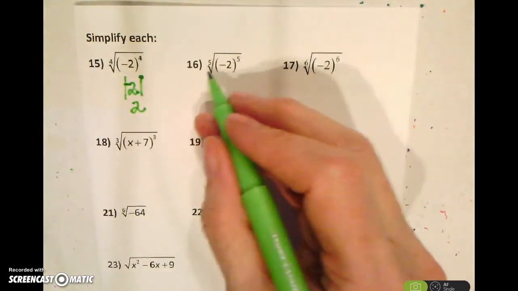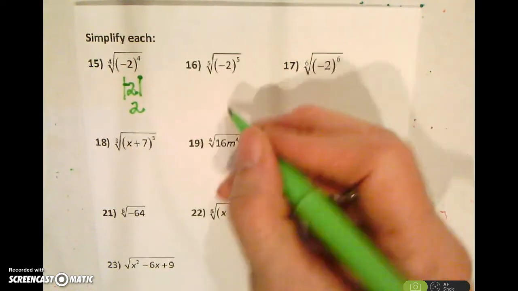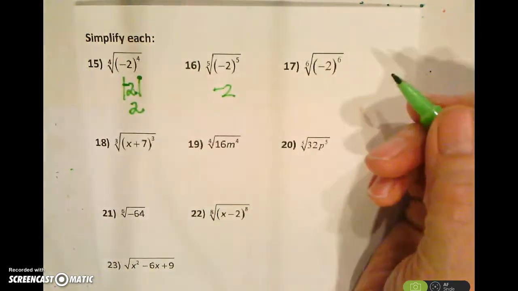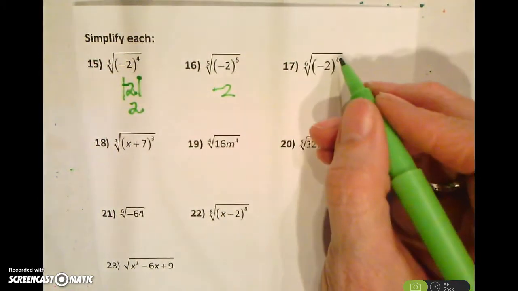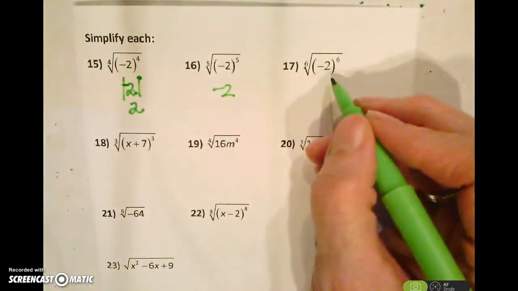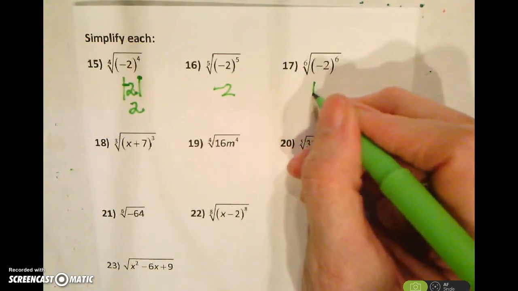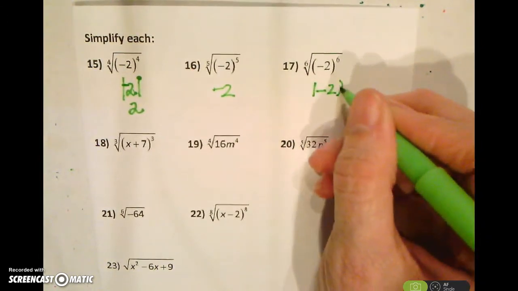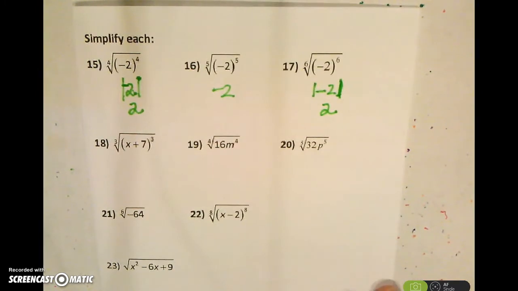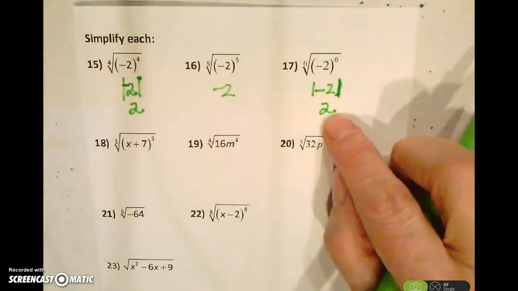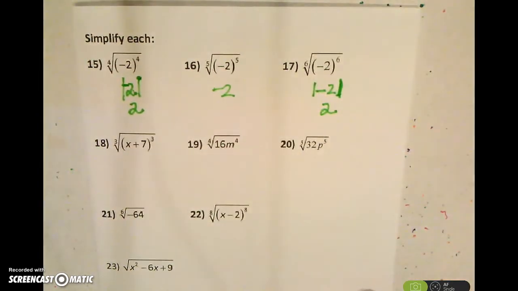Then the fifth root, if it's odd, then the fifth root of negative 2 to the fifth is just negative 2. And the sixth root, again, now it's even. The sixth root of negative 2 to the sixth is going to end up being the absolute value of negative 2, which is 2. So even roots can only have positive answers. Odd roots can have a negative answer.